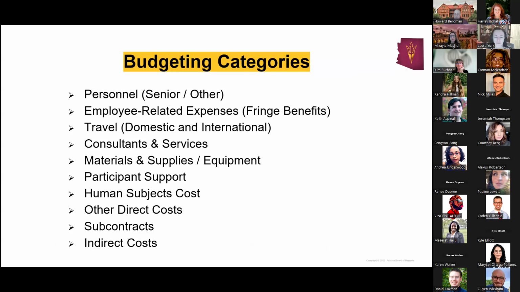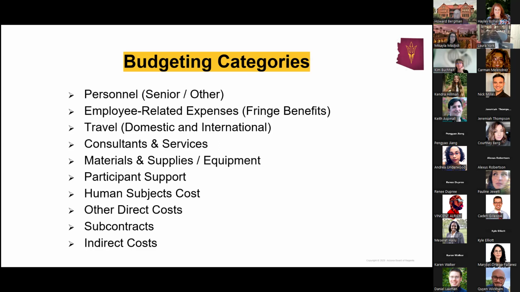Personnel, senior or other individuals, which are ASU personnel. Employee-related expenses, which are also called fringe benefits. Travel, any consultants or outside services that we may use from vendors. Materials and supplies that you may purchase, any equipment you may need. Those are 2 separate items that I believe Michaela will talk a little bit more about.